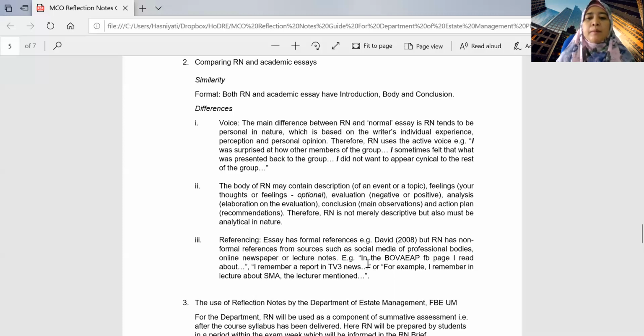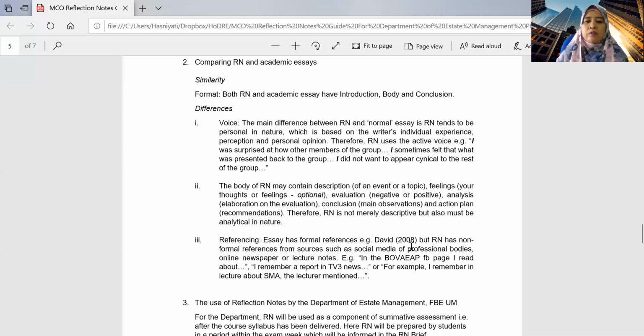For instance, you can write, in the BOVIAP Facebook page, I read about, or you can write, I remember a report in TV3 News. I remember reading in Star Online. I remember reading in a blog or something like that. It's informal in nature. For example, I remember in a lecture about SMA, the lecturer mentioned, or I remember in the lecture on property development, the lecturer mentioned so and so. So you refer to a point, you refer to a source, which is less formal than an academic essay.